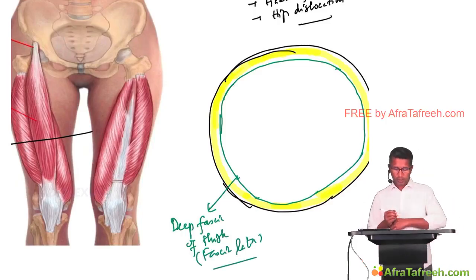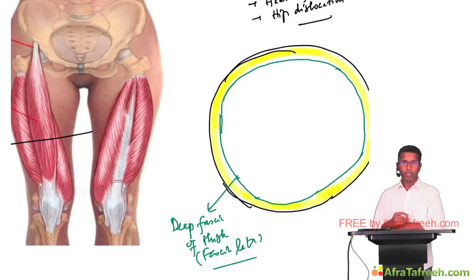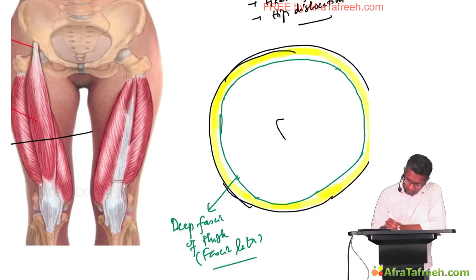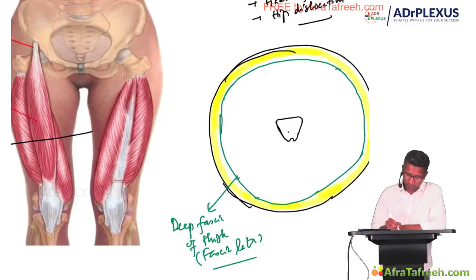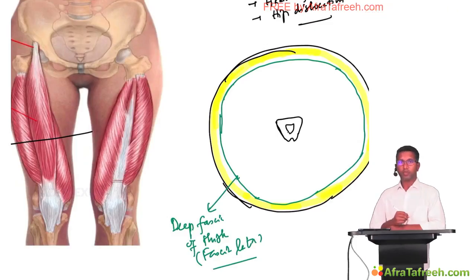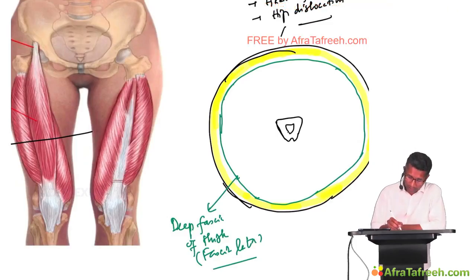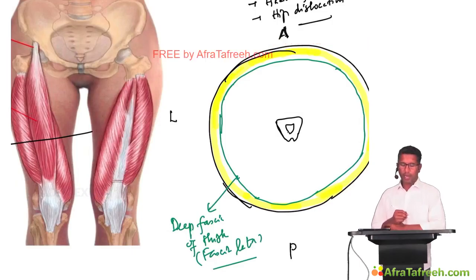Now when you see the fascia lata, various septums go from the fascia lata to the bone and divide the entire thigh into various compartments. If you see in the center of the thigh region, you get the bone. What does this bone represent? This bone represents the femur. This is the anterior side of the thigh, this is the posterior side of the thigh, this is the medial side of the thigh, and this is the lateral side of the thigh.